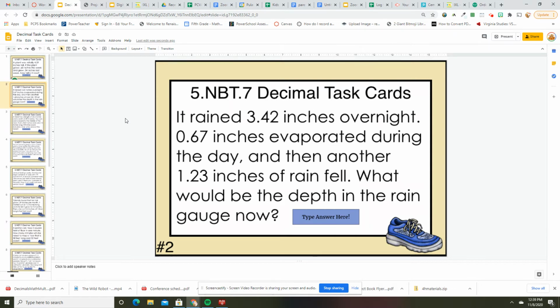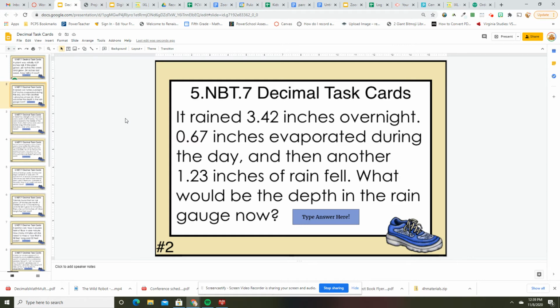67 hundredths of an inch evaporated during the day. So if it evaporated, what do you think that means? What does it mean if it evaporates? Well, if it evaporates, it's going to go away. So we're going to have to subtract that 67 hundredths from the total that fell. So I'm going to line up my paper. Then another 1 and 23 hundredths of an inch of rain fell.